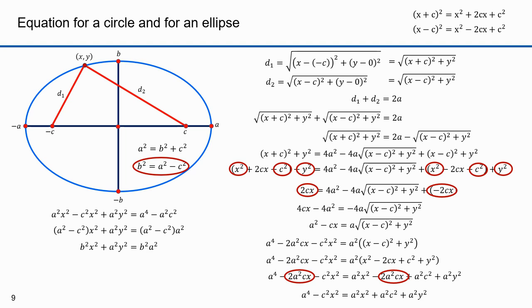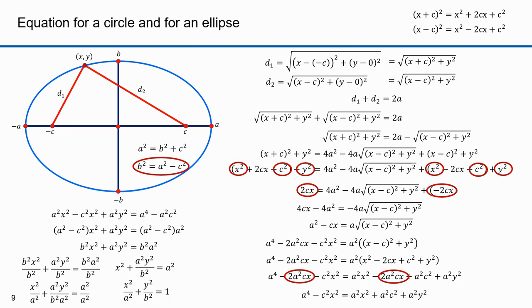Now we're going to make use of this equation. Here I've substituted b squared for a squared minus c squared. Now b squared times x squared plus a squared times y squared equals b squared times a squared. Now let's divide both sides of the equation by b squared. B squared x squared over b squared equals x squared, and on the right-hand side b squared times a squared over b squared equals a squared. Now, let's multiply both sides of the equation by a squared over a squared. I'm sorry, let's multiply both sides of the equation by 1 over a squared.